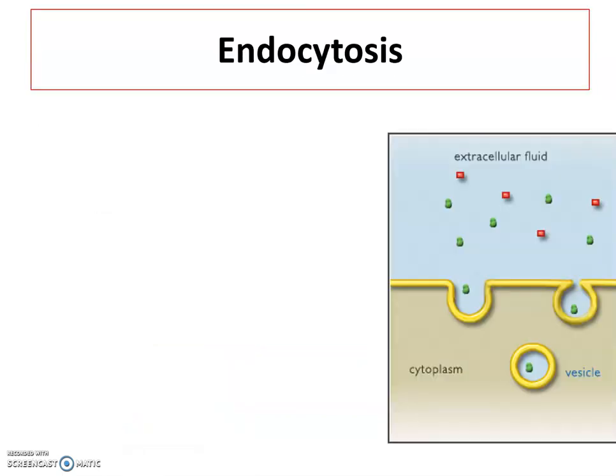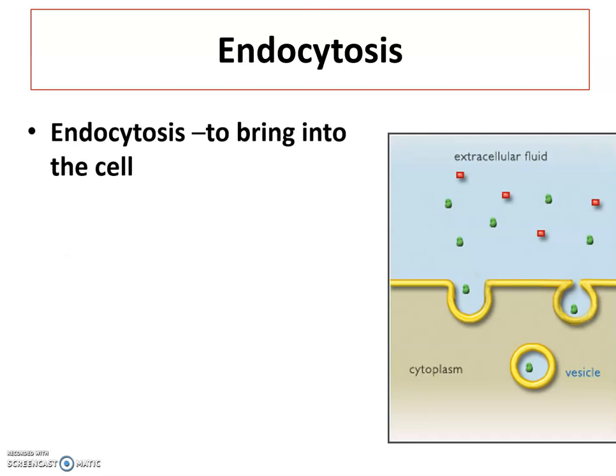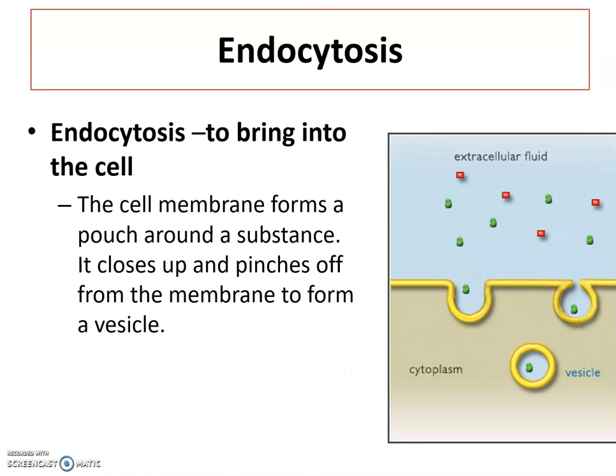Other words that will come up in this chapter include what happens if we need to bring something into the cell that's fairly large. Maybe it's a hormone, maybe it's food, maybe it's a protein. We call that endocytosis. So endo, inside, cyto, cell, inside of the cell.